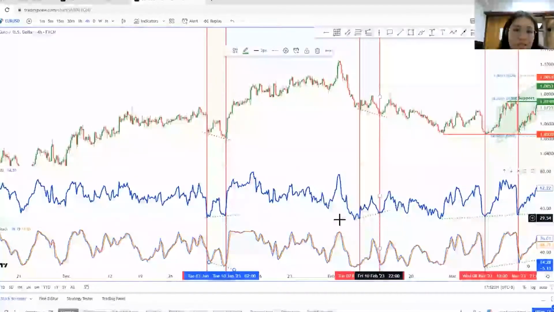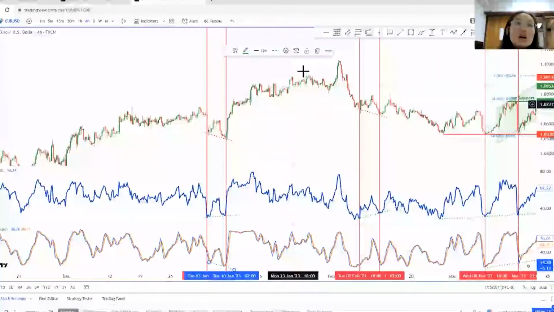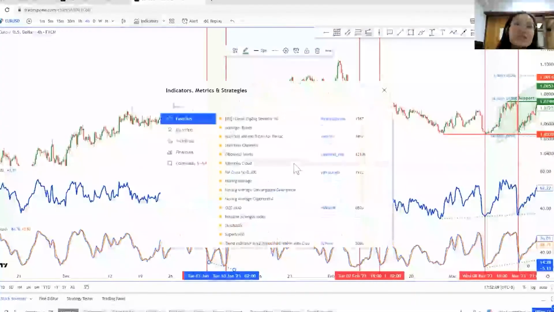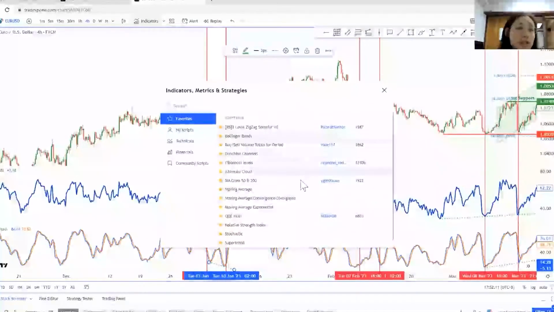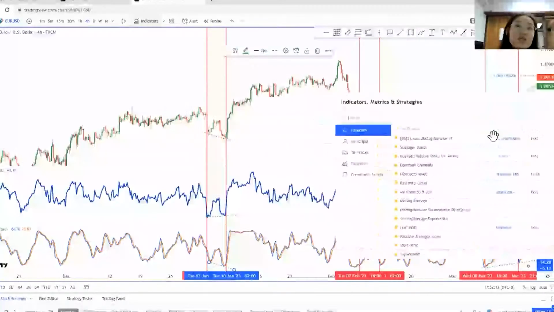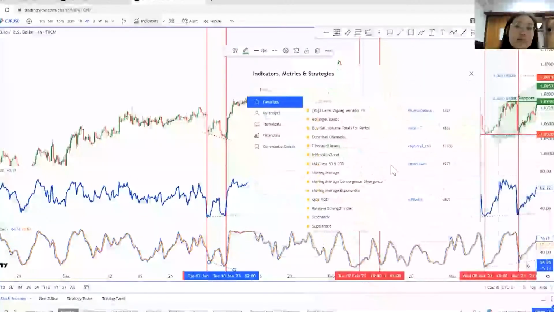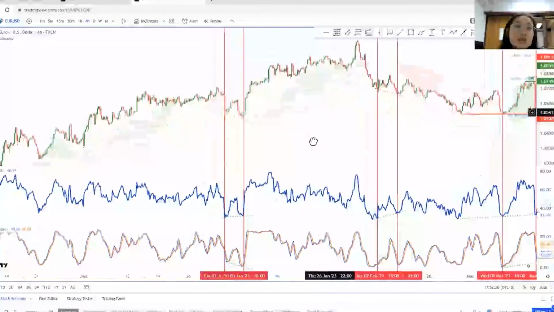So what happens if you are in this situation where your stochastic as well as your RSI don't exactly line up? Well, we have so many other indicators here to use as well. Bollinger Bands, Fibonacci levels as well, MACD, all of that. So you can pull out any and just go accordingly.